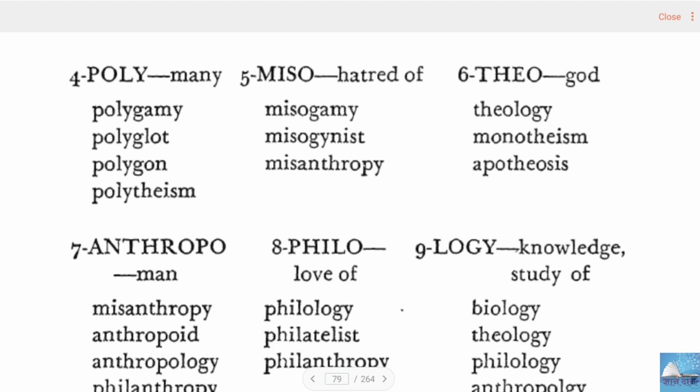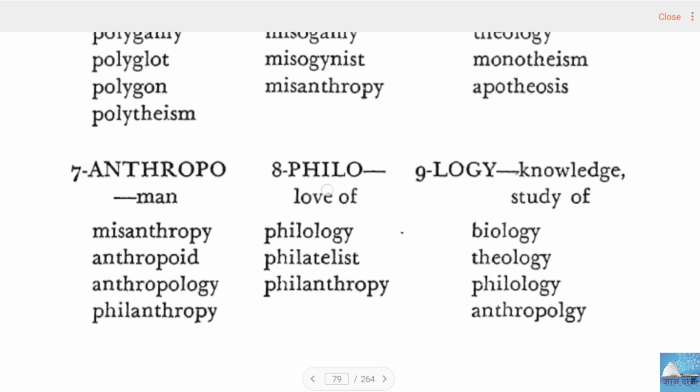Theology, monotheism, apotheosis. Anthropo, which means man. Misanthropy, anthropoid, anthropology. Philanthropy. Number 8. Philo, which is related to love of.